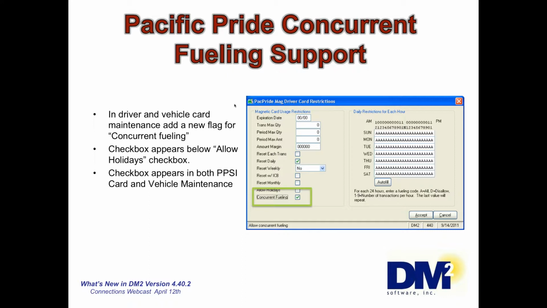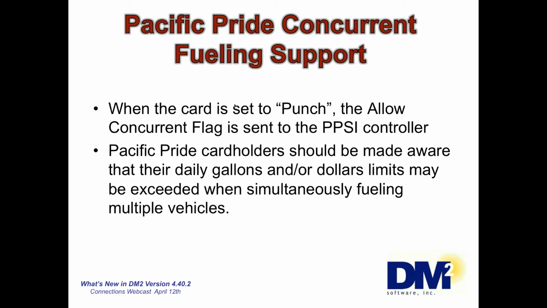And then what happens is, when the card is set to punch, it's kind of an old term, but when we say punch, what we mean is we're sending the card down to the Pacific Pride controller, then out to the network. So you're setting the card up or you're updating the card. That concurrent flag is sent down.